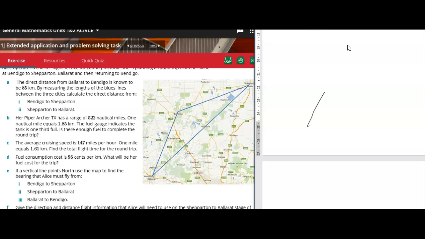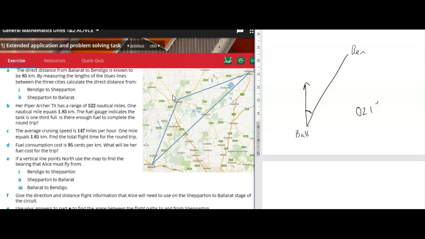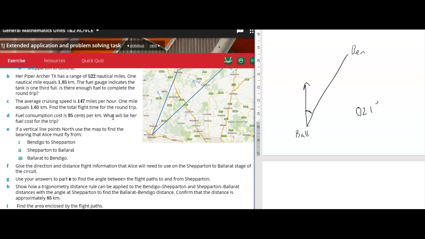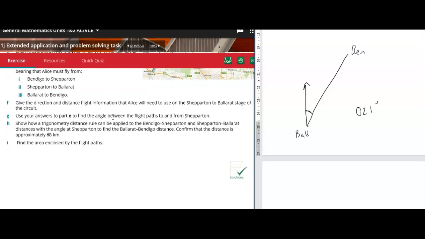Okay, so we're going up kind of like that. So there's Bal and there's Ben. So this time we're going up north here, and we want this angle. So use your protractor, and I just had a sneaky look before. It's 21 degrees. Okay, so you need a protractor for that, but I remember I gave you all one on transparent film. So hopefully you've still got that and you can use that to answer question E.